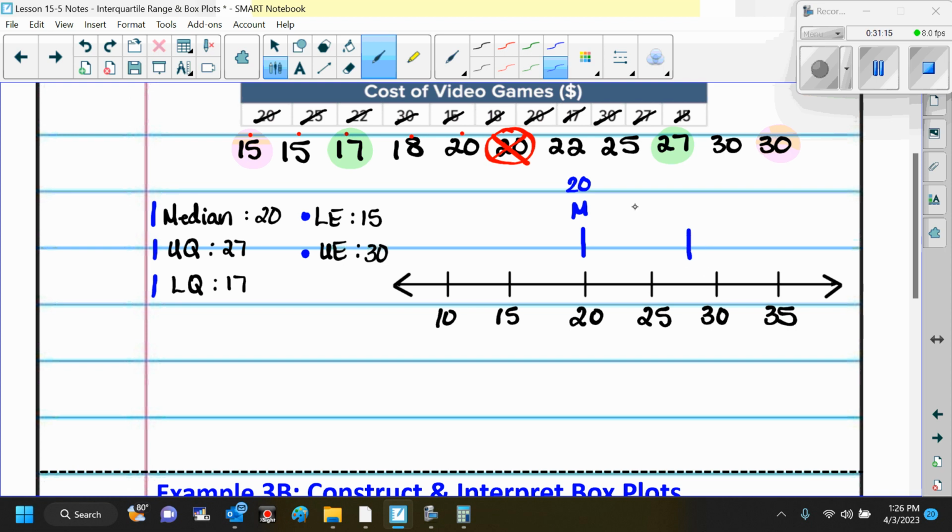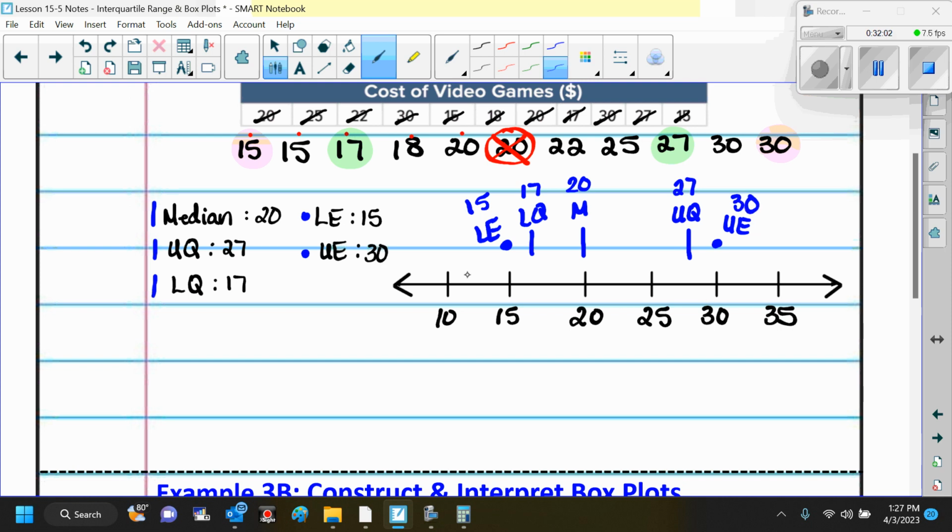And this is the reason why we put the number up there. So this is the upper quartile, and this is 27. You see, this is the reason why I put the 27 there, because I estimated where that was going to be. Then we're going to put the lower quartile, which is 17. So that's going to be closer to 15. So that's going to be a line there, and that is the lower quartile, and that is 17. Then we've got the lower extreme, which is 15. Right here, you're going to put a dot. That's the lower extreme. That's 15. And then we have the upper extreme at 30. That's the upper extreme, 30.